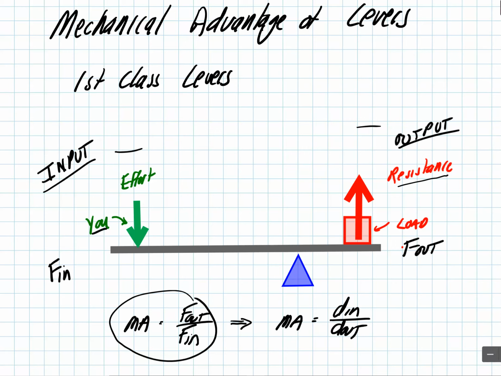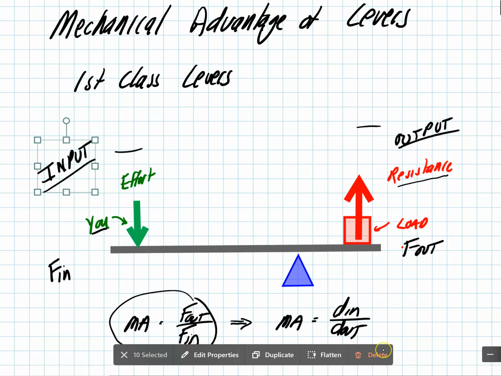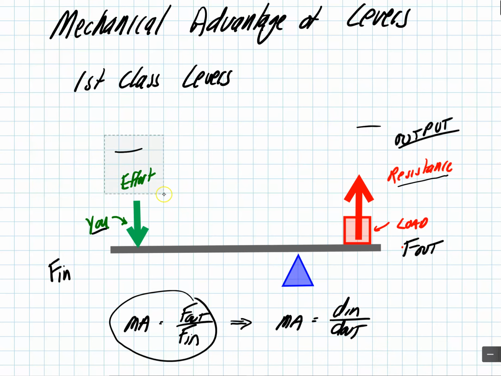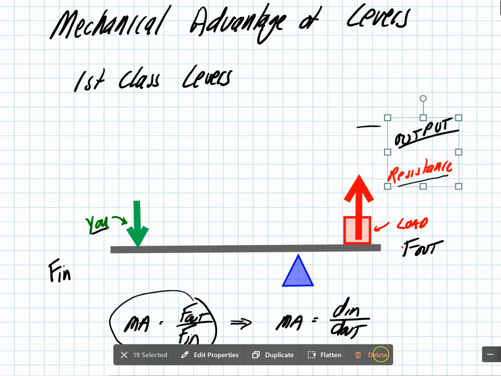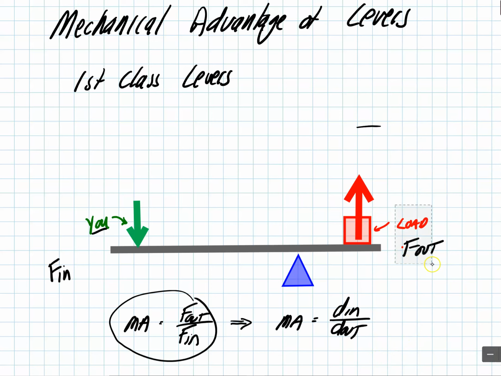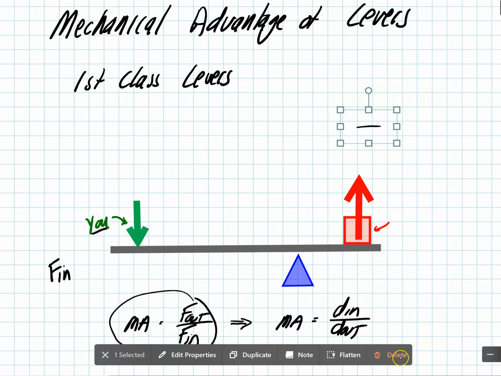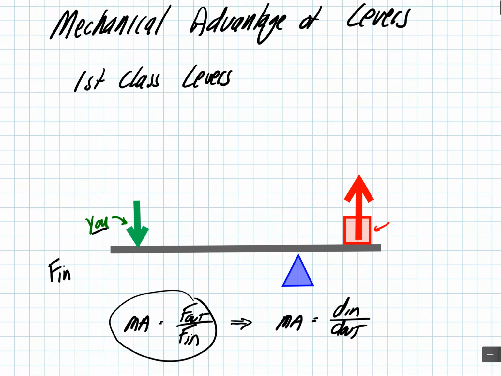Let me go ahead and erase some of this stuff so that it looks less cluttered. We've already talked about the effort and resistance. I use the term output force. We already know all this. Okay, enough erasing. I just want to make that clean so we can see it. What you need to do is find your fulcrum. For all three classes of lever, it's the same thing. Find the fulcrum.